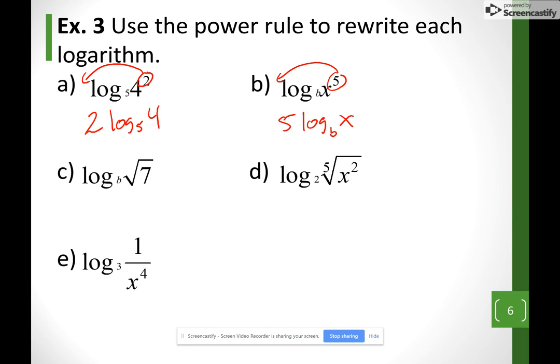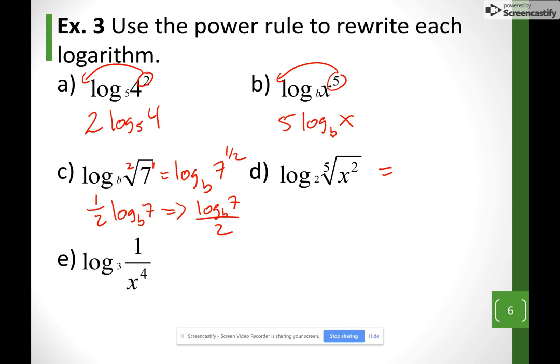Now, a radical can also be written as an exponent. Let me write this as log base b of 7 to the 1/2. Because technically the power is 1. That's 7 to the 1. My radical, my root is 2. As a fraction, I'm going to put power over root. So that's how I got that 1/2. So I'm going to rewrite this as 1/2 log base b of 7. But the 1/2 can be written as log base b of 7 over 2. The fraction in the front can become a fraction of the entire answer.